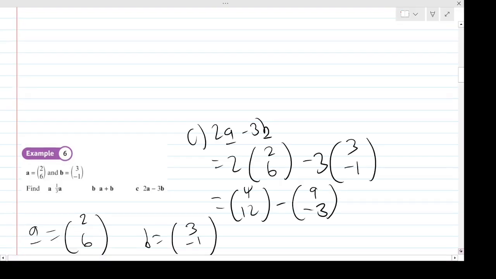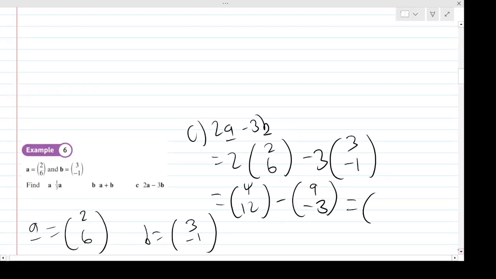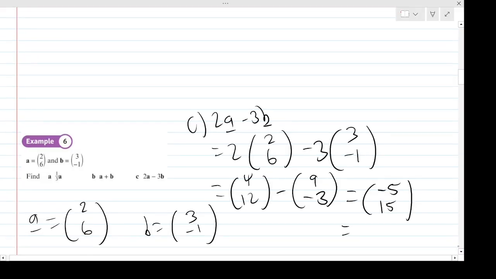Then lastly, we need to subtract the vectors. So we're going to subtract the top numbers. So 4 minus 9 is going to be minus 5. And 12 minus 3, that's a double negative, right? So we're adding it. So 12 add 3 is 15. And that is my vector. And again, in proper vector form, we can say it's minus 5 lots of I, add 15 lots of J. Okay, there we are.